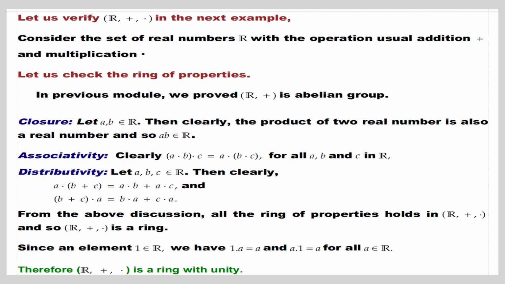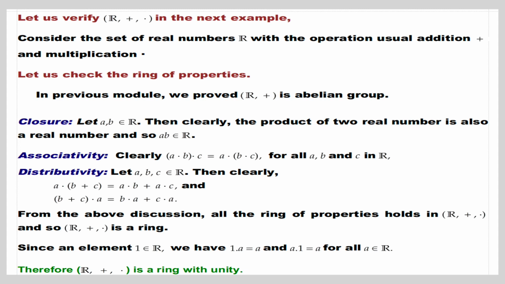Associativity: clearly (a·b)·c equals a·(b·c) for all a, b, c belonging to R. Distributivity: let a, b, c belong to R. Then clearly a·(b plus c) equals a·b plus a·c and (b plus c)·a equals b·a plus c·a. From the above discussion, all the ring properties hold in real numbers under usual addition and multiplication, and so the real numbers under usual addition and multiplication is a ring.